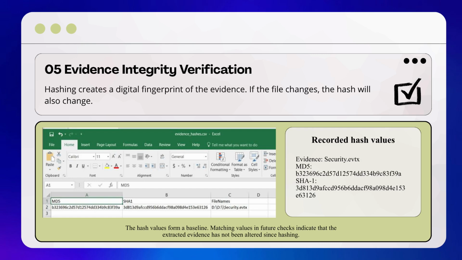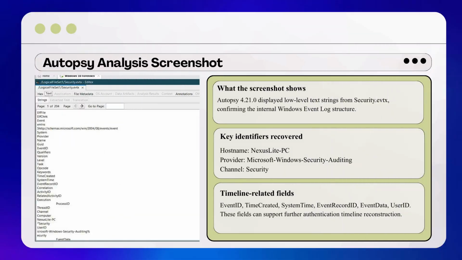However, for stronger forensic practice in the future, we recommend also generating a SHA-256 hash because SHA-256 is more robust than MD5 and SHA-1. So for the next part, this slide shows the Autopsy analysis screenshot. The security.evtx file was ingested into Autopsy version 4 as a logical file data source. Autopsy displays low-level strings from the file, which confirm that the internal Windows event log structure was successfully detected.